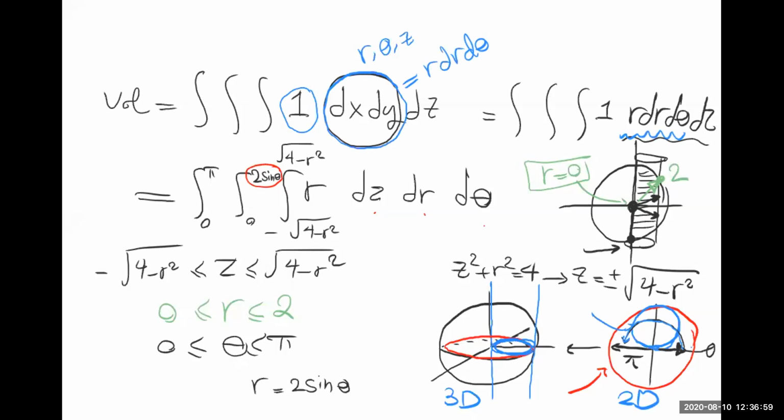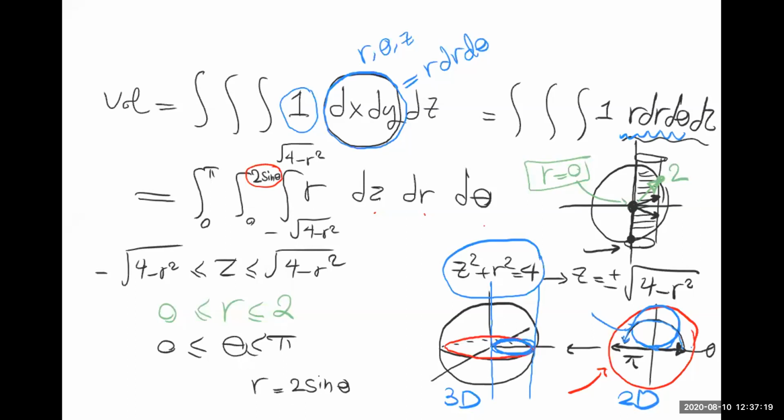So the only thing which remains is to find the bounds for z, r, and theta. In order to find the bounds for z, it's simple. We can just use the equation z squared plus r squared equals 4. I can isolate z. z would be equal to plus or minus the square root of 4 minus r squared.